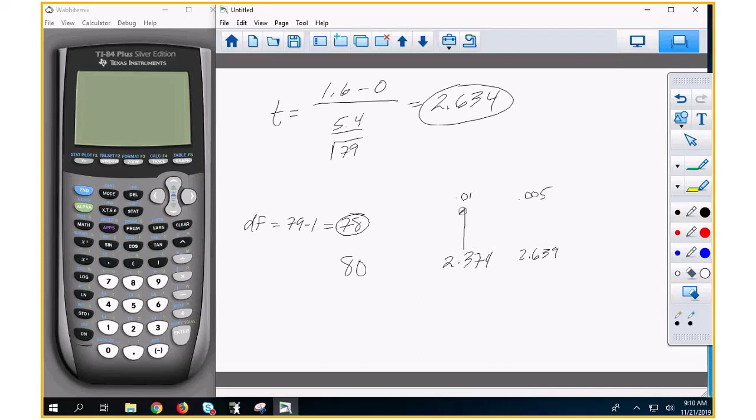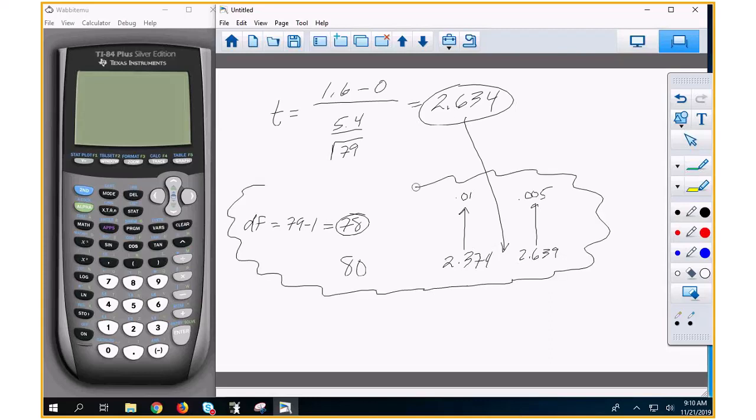Okay, so you go up there, because this falls right in there somewhere. That's your table. So I'm going to put t-table info right here. You look up 80 because that's the closest number, and then you go till you find 2.634, and it falls in here between 0.1 and 0.5.